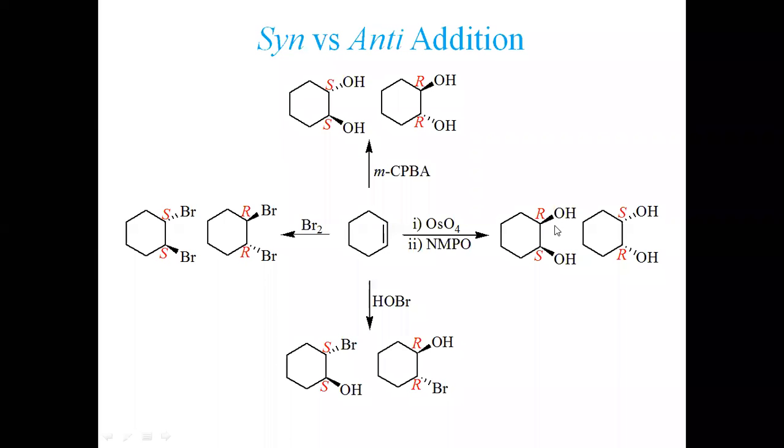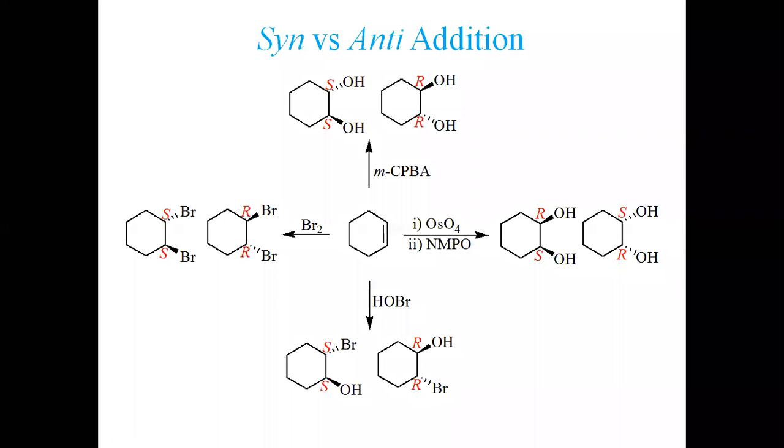So this is what I have presented. Both OHs are above the plane or both hydroxyls behind the plane. If you remember, first osmate shall form, then osmate shall be oxidized with NMO to result in the elimination of osmium tetroxide back, resulting in the formation of these two entities. You see, two new asymmetric centers are generated.